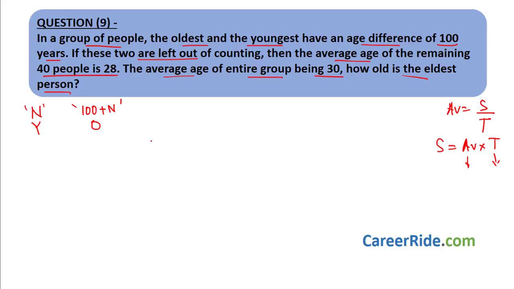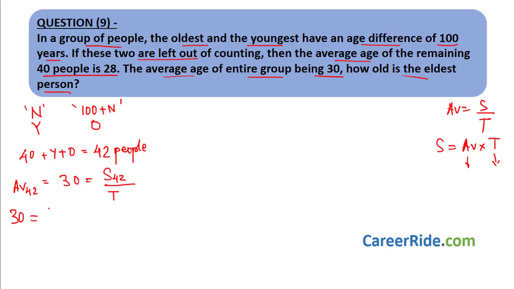They have given that if we leave these two out, average age of remaining 40 people is 28. That means if these two are excluded, 40 people are left. So total people in the group are 40 plus the youngest plus the oldest, that is 40 plus 2 is equal to 42 people. What is the average age of this group of 42 people? 30. That is nothing but sum of the ages of these 42 people divided by total number of people. Do we know the sum of the ages of 42 people? No. The total number of people is 42. So sum of the ages of 42 people is 42 into 30, that is 1260 years.